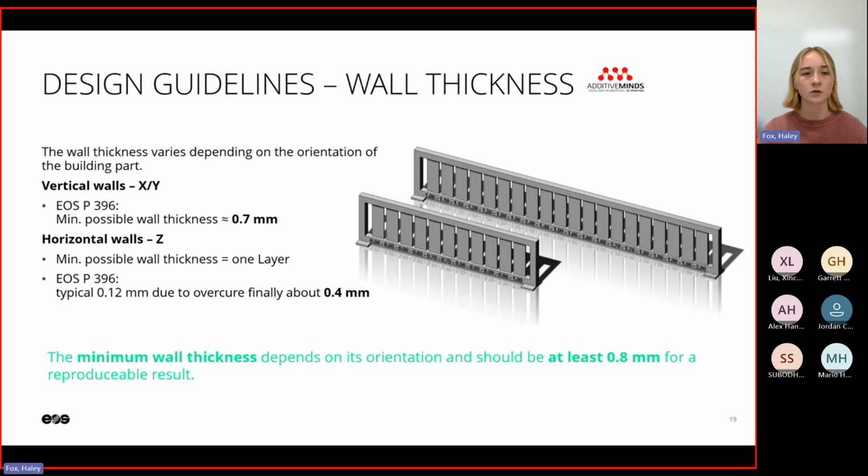This is a little bit more into the wall thicknesses. So for polymers, there's a bigger difference on minimum wall thickness, whether you're printing in X and Y versus whether you're printing in Z. So for the machine that we're going to run these parts in, it's about 0.7 millimeters in X and Y, and 0.4 millimeters in Z.